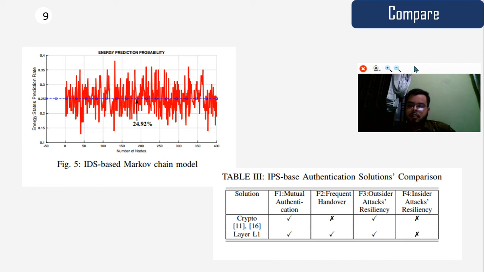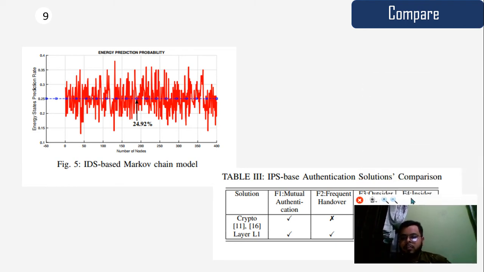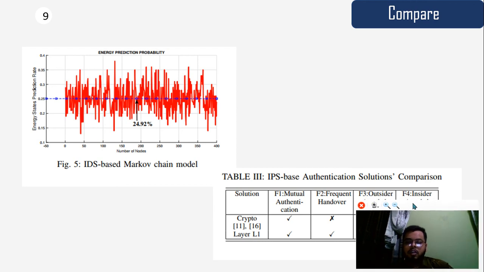Otherwise the system has done very well in all the tests which have been performed. Actually mutual authentication, frequent handover, or outside attacks resiliency, it has passed quite convincingly. But inside attackers, we need to focus on inside attackers also, which needs to be addressed in future, because without preventing the inside attackers, we cannot have a fully safe system existing in the world actually.